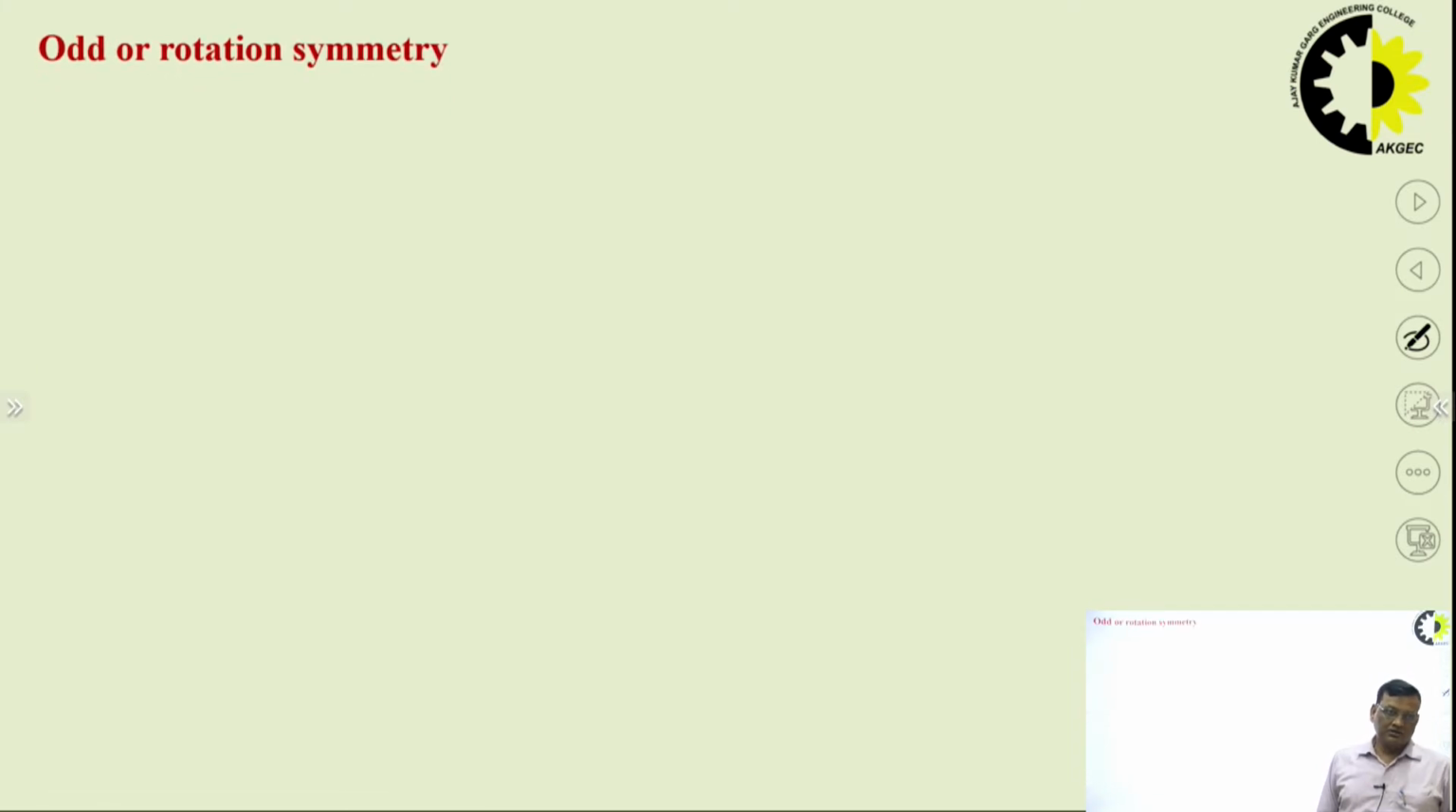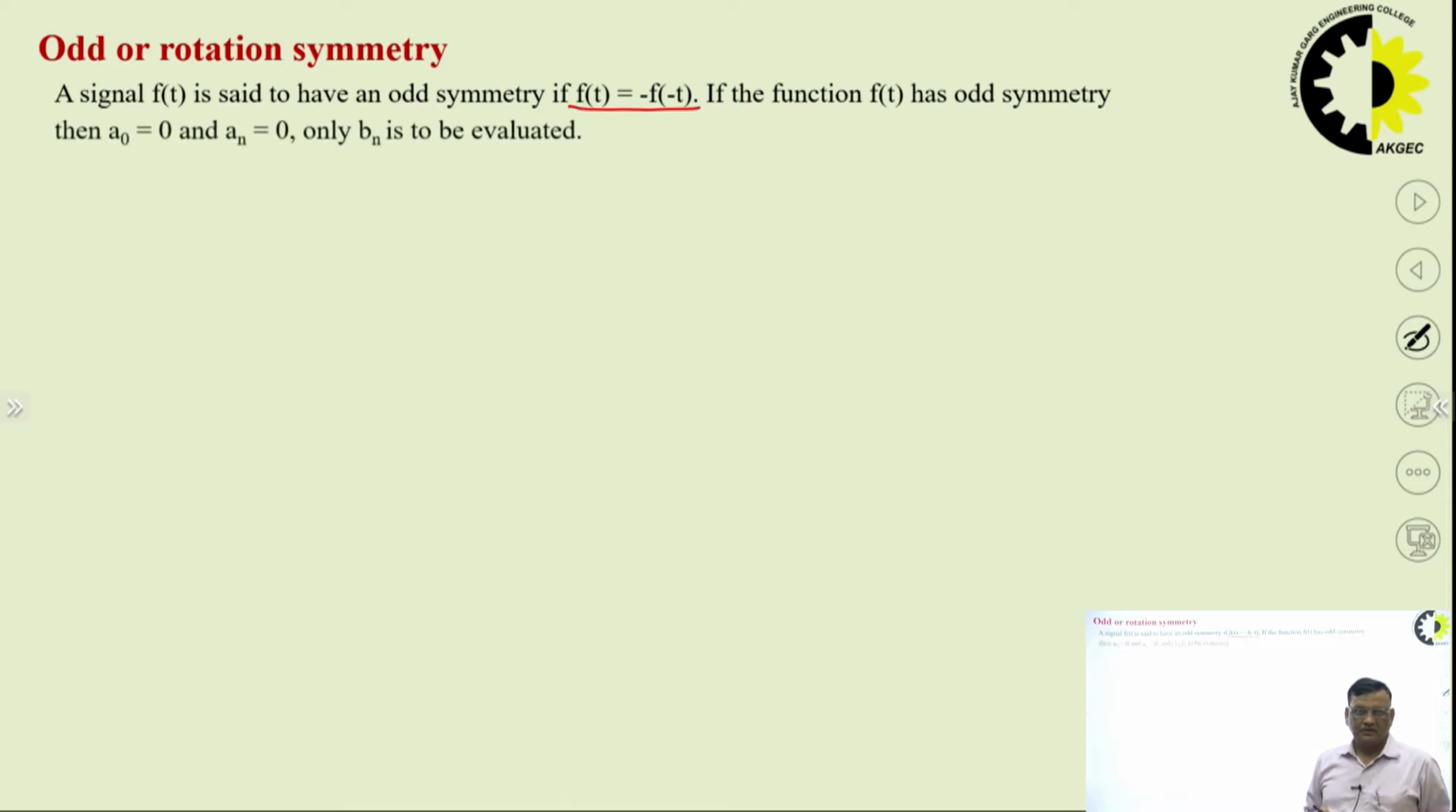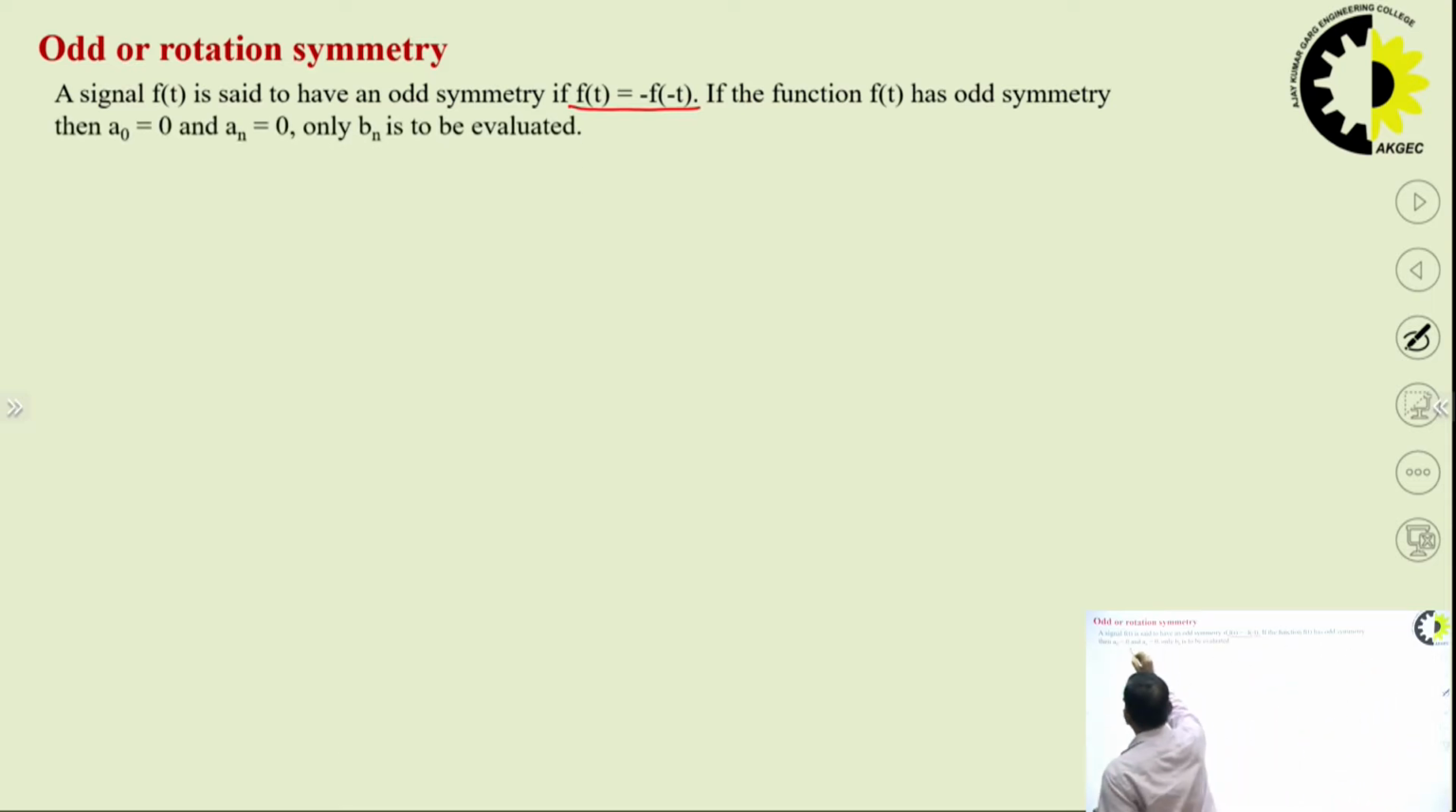Now, come to the odd symmetry. A signal is said to have odd symmetry if f(t) is equal to minus f(minus t). Using this expression, we can check whether the given function has odd symmetry or not. If the function has odd symmetry, then A0 is 0, An is 0, and only Bn is to be evaluated. So the function is given and you are in a position to identify odd symmetry of that function.